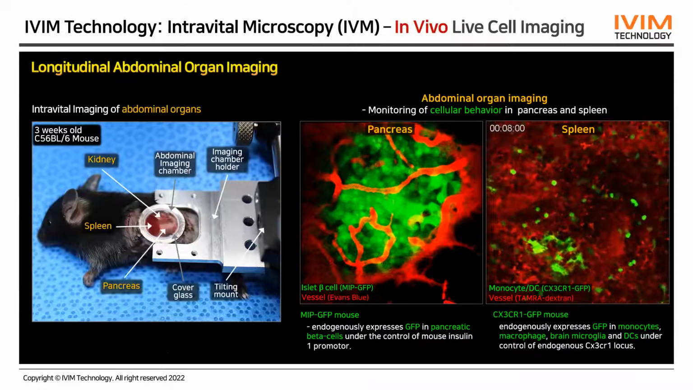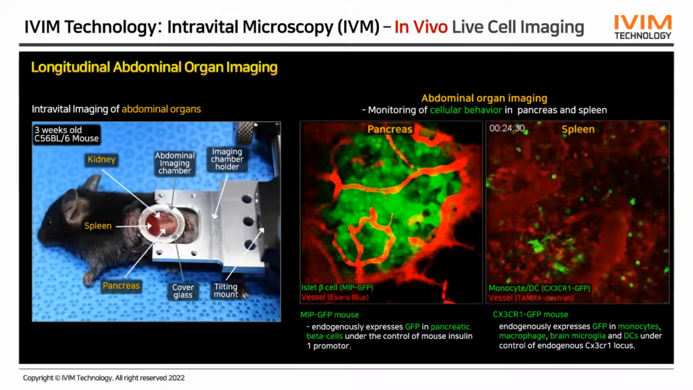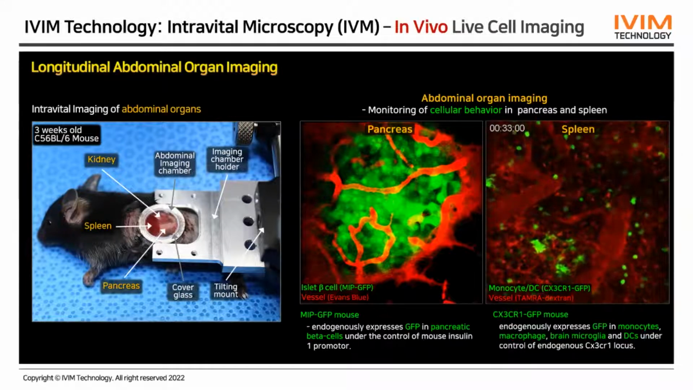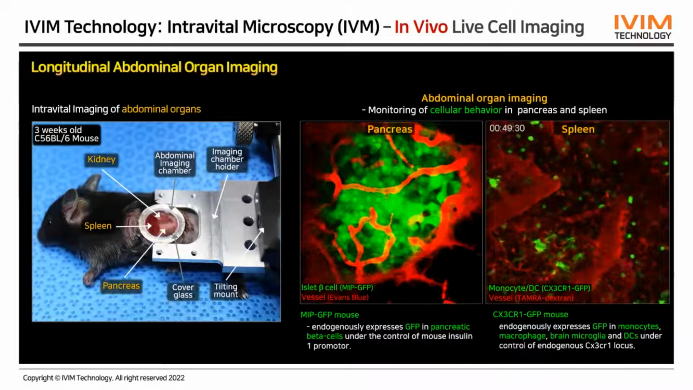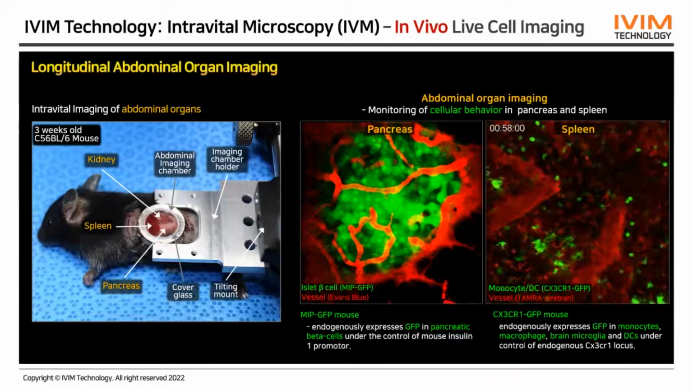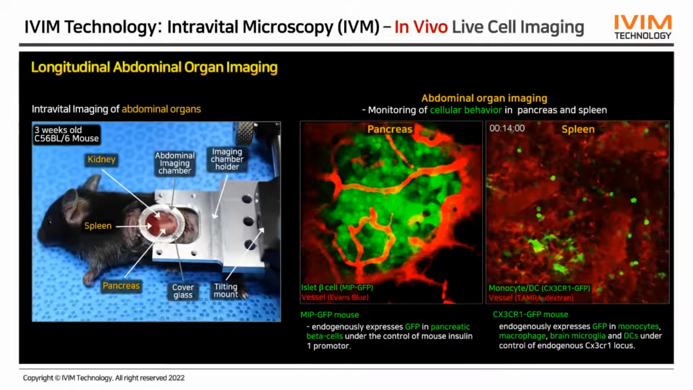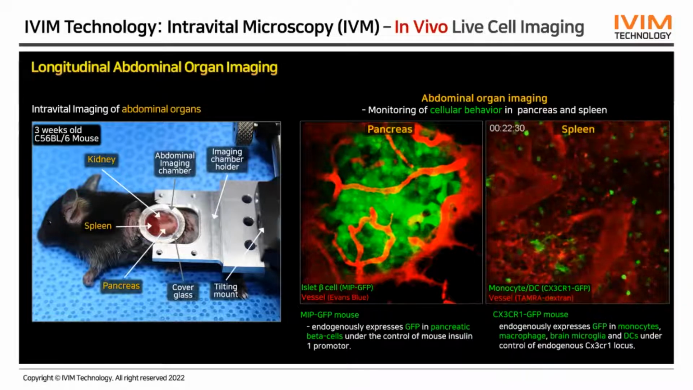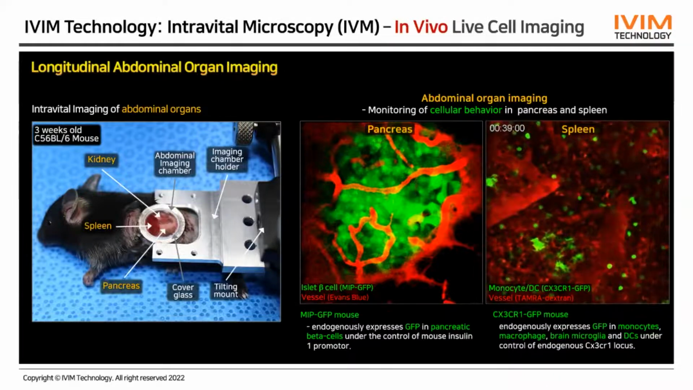And we utilize an abdominal imaging window for longitudinal in vivo monitoring of internal organs such as pancreas, spleen, and kidney. This is the result of in vivo imaging of spleen and pancreas, and we could visualize real-time cellular dynamics of endogenous monocytes and dendritic cells in spleen by using a transgenic mouse.